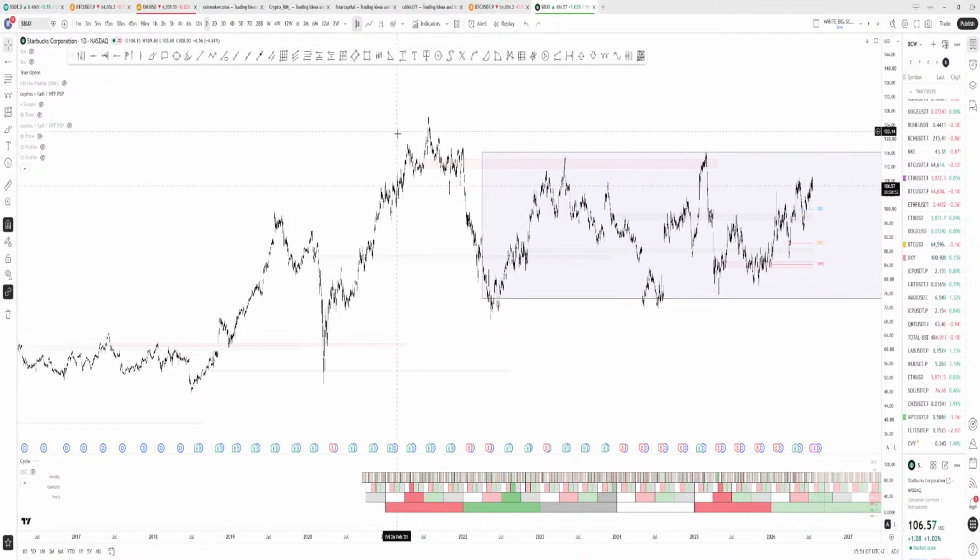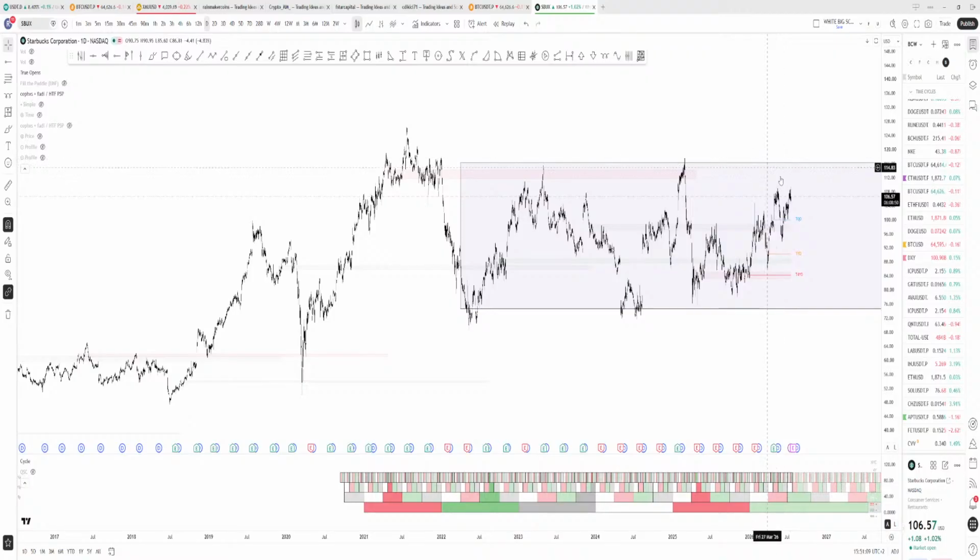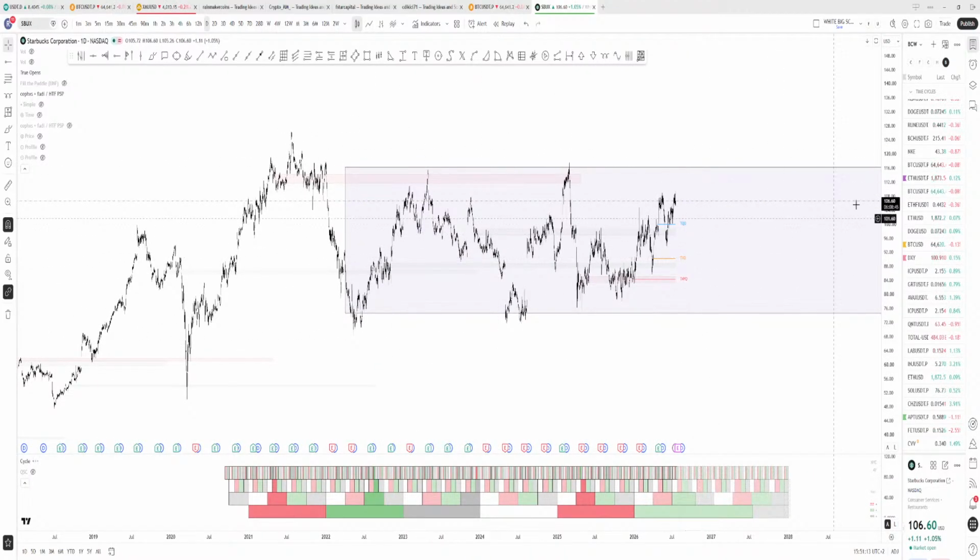So this is another zone here, which is macro supply. Could possibly test some lower levels here, but it's still hidden in this collection.